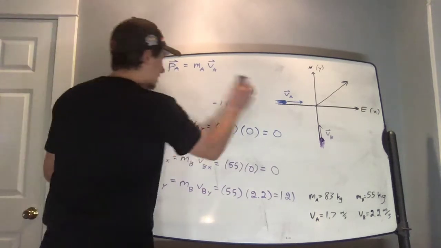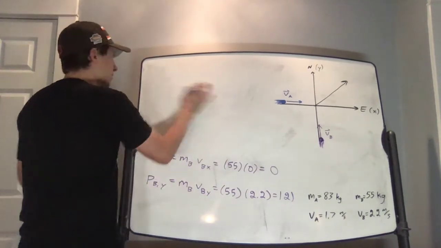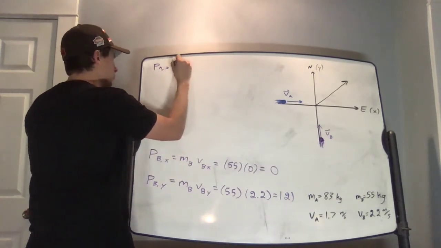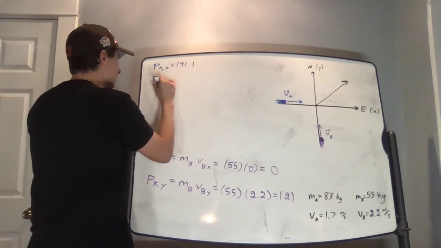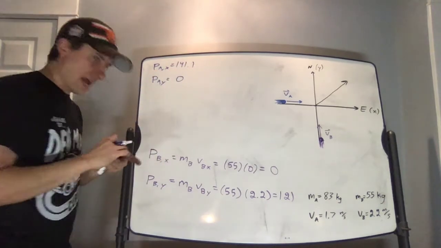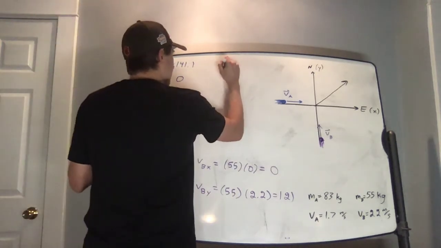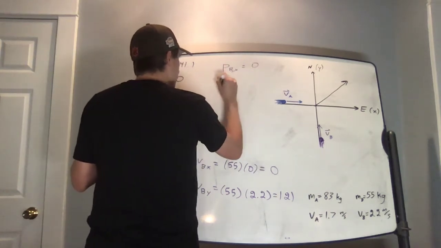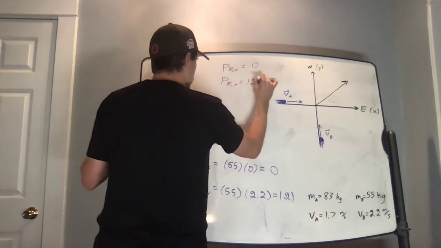I could say Alfred's momentum, PAX equals 141.1, PAY equals 0, and I could say Barbara's momentum could be written as PBX equals 0, PBY equals 121.